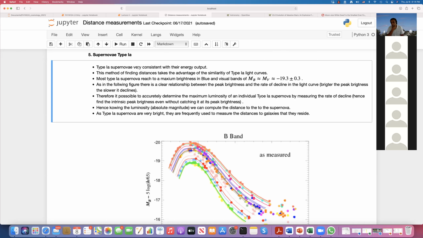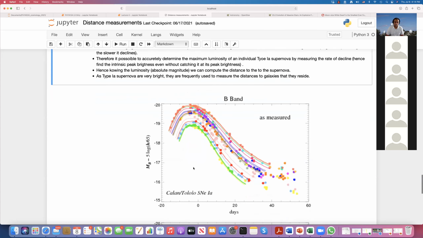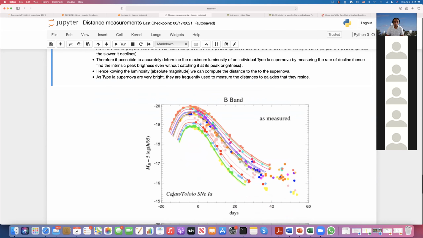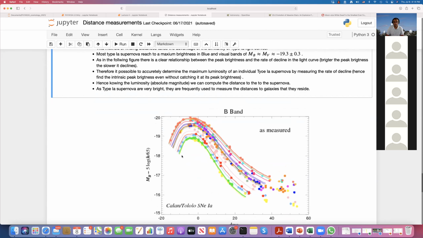And this method of finding distances takes advantage of the similarity of type 1a light curves. The thing is, when you look at the light curve of a supernova, it means you are measuring the brightness of the supernova with time, right? So each day you go and measure the brightness and put a dot here in the graph, and then you will get a light curve like this. So what that means is the light will increase and then decrease, right?